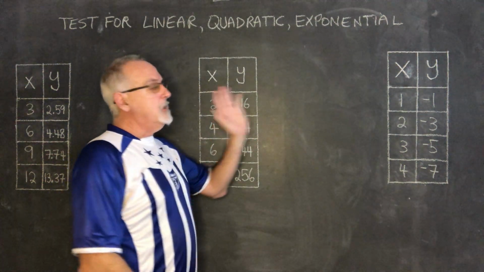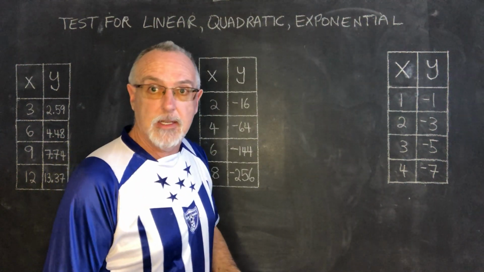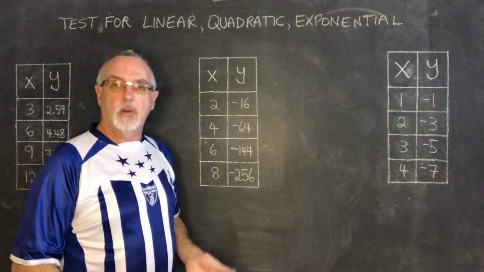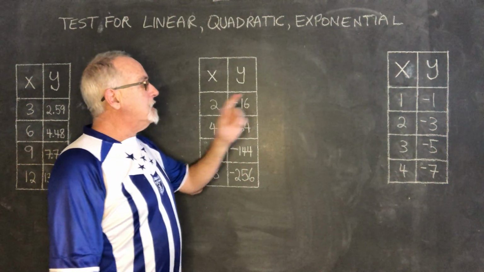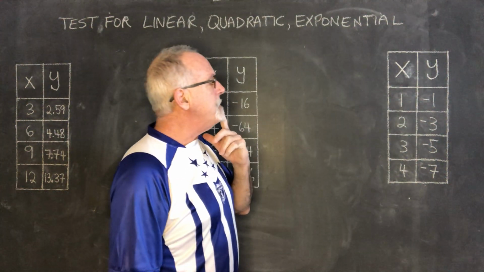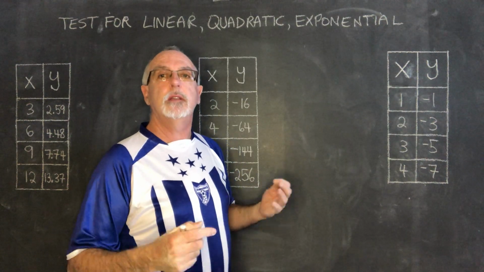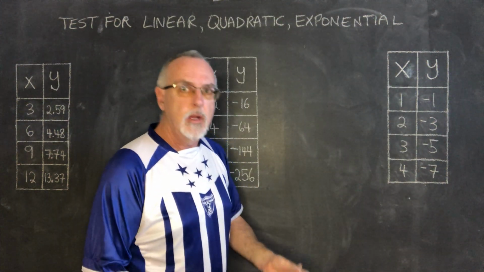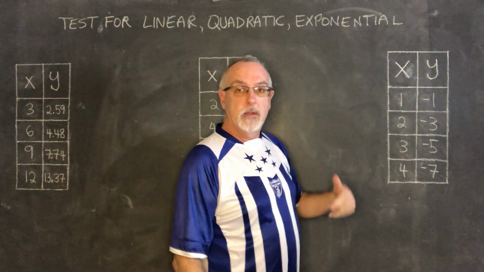So for all three of these tables of values, one after the other, I'm going to do the linear test. And then I'll move on to do the tests for quadratic and exponential where necessary. So let's start with this one, some nice simple looking numbers. The constant difference is the test that we're doing, and that means we're looking to see if we constantly get the same answer when we find the difference, subtract a y from the previous y.